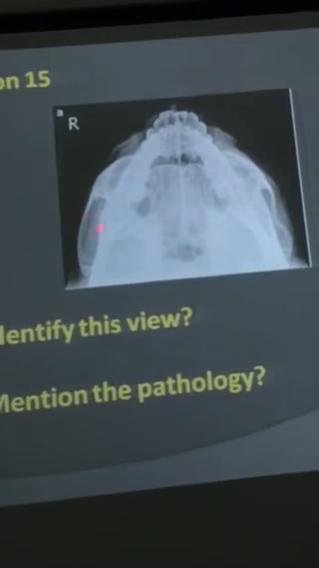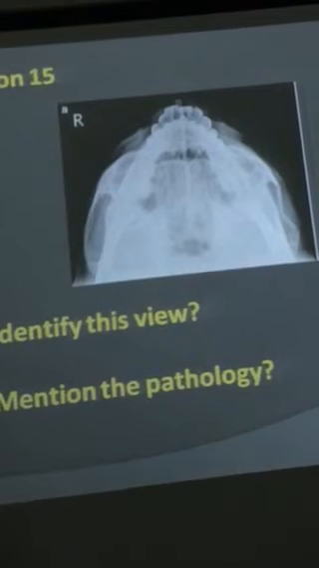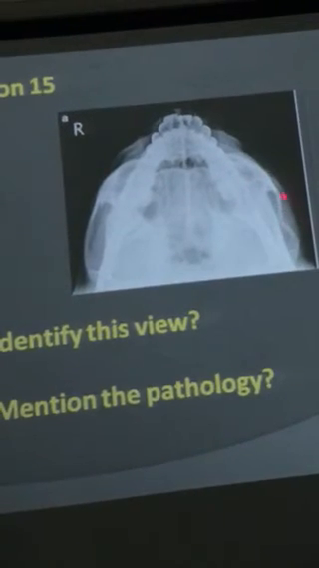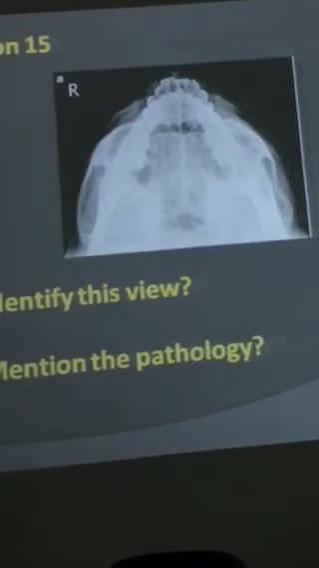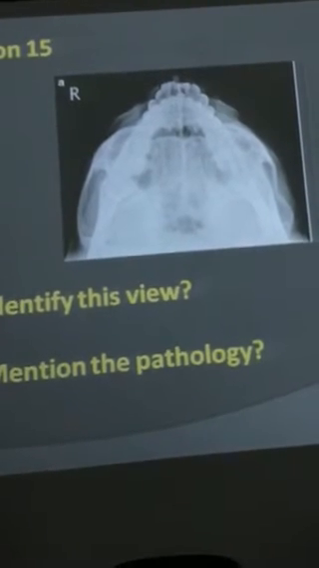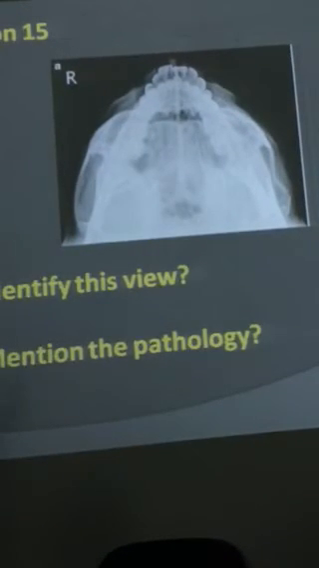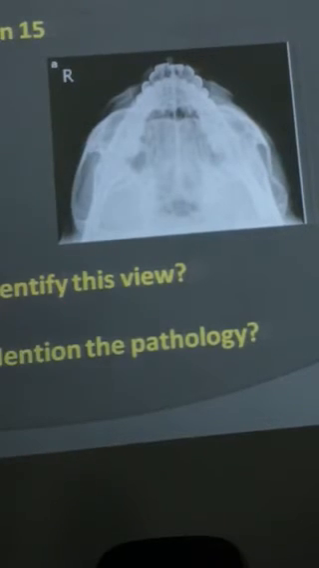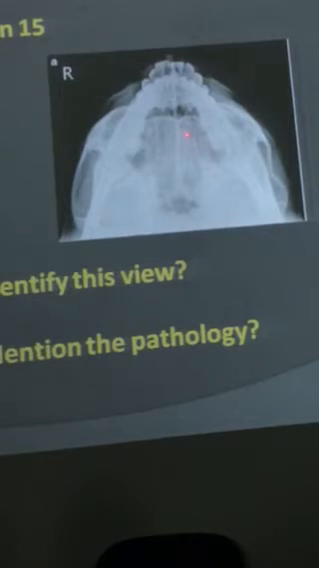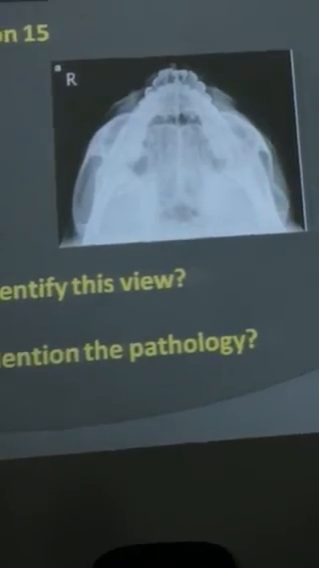All are same. What do you see here? What is this landmark? Zygomatic arch, only to see the zygomatic arch. That's a fracture. So this view is taken mainly for detecting the zygomatic arch fracture. It looks like a handle of a jug, that's why the name jug handle view. Also called submental vertex view. The first question: identify the view, submental vertex or jug handle view. Mention the pathology: fracture of the zygomatic arch. Clear?